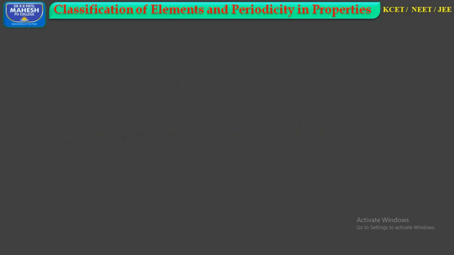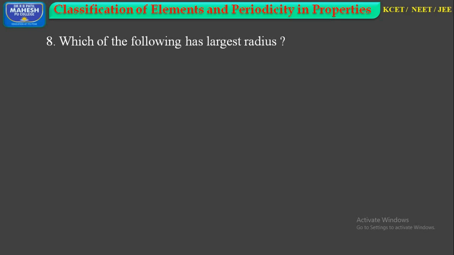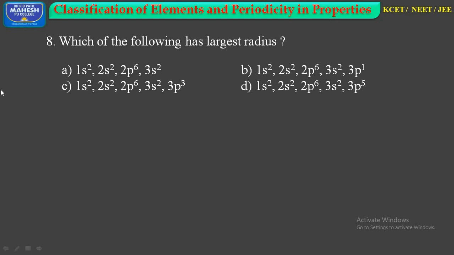Question number 8. Which of the following has highest radius? And the options are: option A, 1s2, 2s2, 2p6, 3s2. Option B, 1s2, 2s2, 2p6, 3s2, 3p1. Option C, 1s2, 2s2, 2p6, 3s2, 3p3. And option D, 1s2, 2s2, 2p6, 3s2, 3p5. So students, they are asking you about which of the following has largest radius.